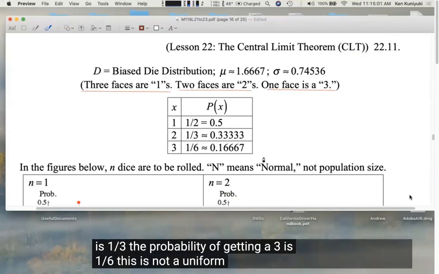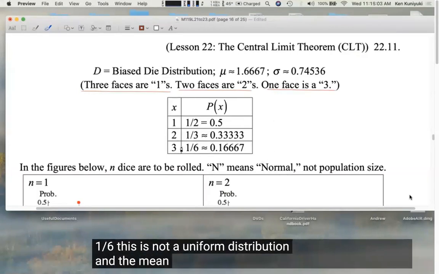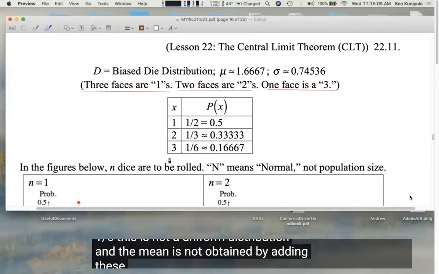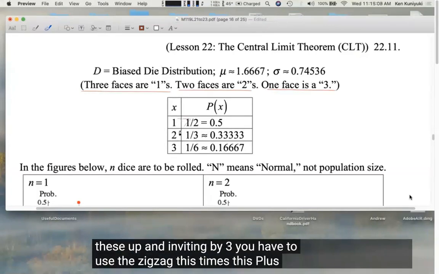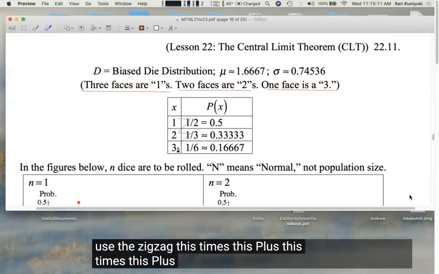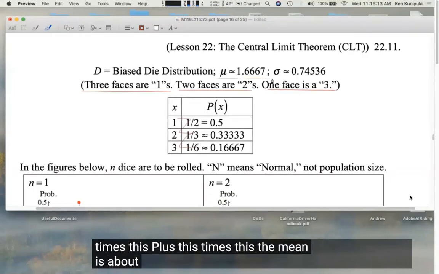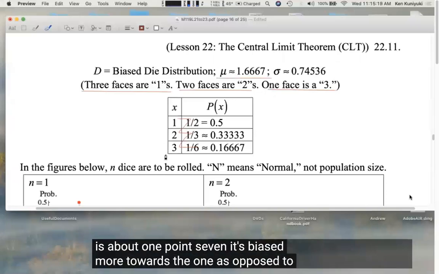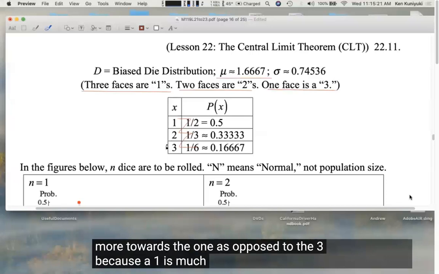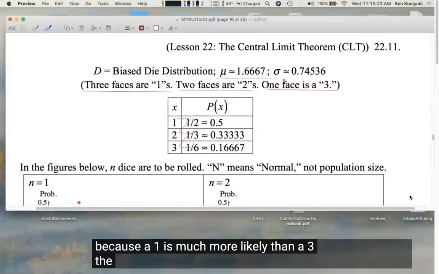This is not a uniform distribution. And the mean is not obtained by adding these up and dividing by 3. You have to use the zigzag: this times this, plus this times this, plus this times this. The mean is about 1.7. It's biased more towards the 1 as opposed to the 3 because a 1 is much more likely than a 3. The standard dev is about 0.75.